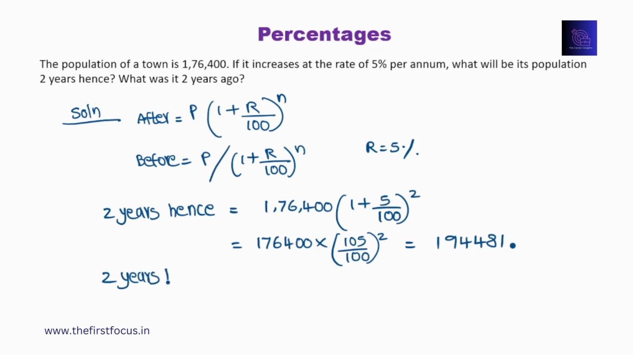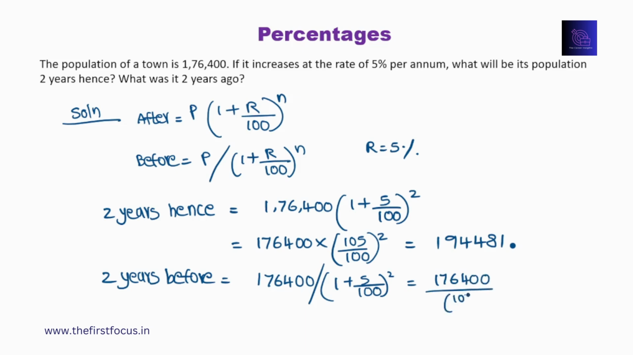2 years before. Substituting the value of R in this formula, that is 2 years before, we get 176,400 divided by 1 plus 5 by 100 the whole power 2. That is 176,400 divided by 105 divided by 100 the whole power 2. We get 1,60,000.